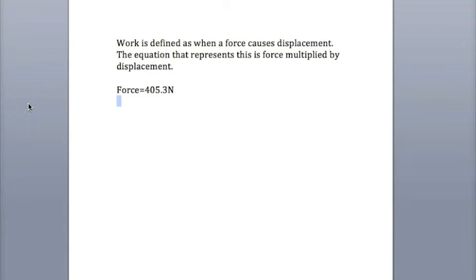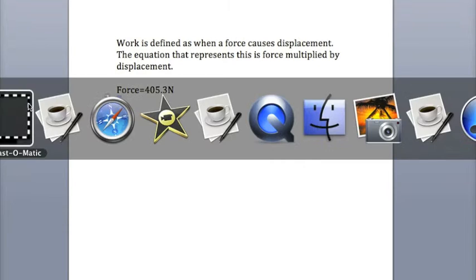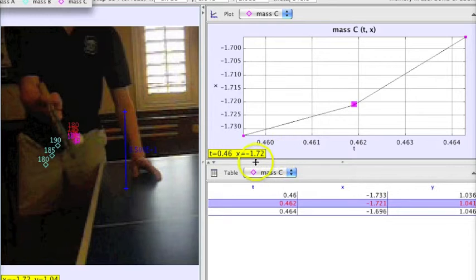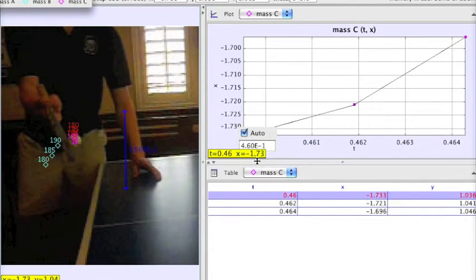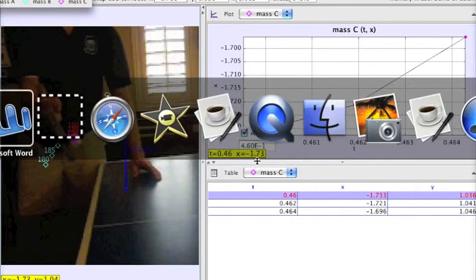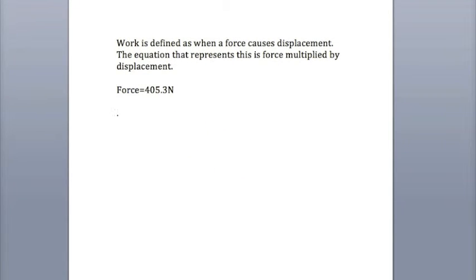Work is defined as when a force causes displacement. The equation that represents this is force multiplied by displacement. The way we found our displacement is we took our final displacement of negative 1.72 meters and we subtracted it from our initial, which was negative 1.73, which equaled out to 0.01 meters. And then to find work, we multiplied our force, which we found earlier, which was 405.3 newtons, and multiplied it by 0.01 meters. And that equaled out to 4.053 joules, which was our work.